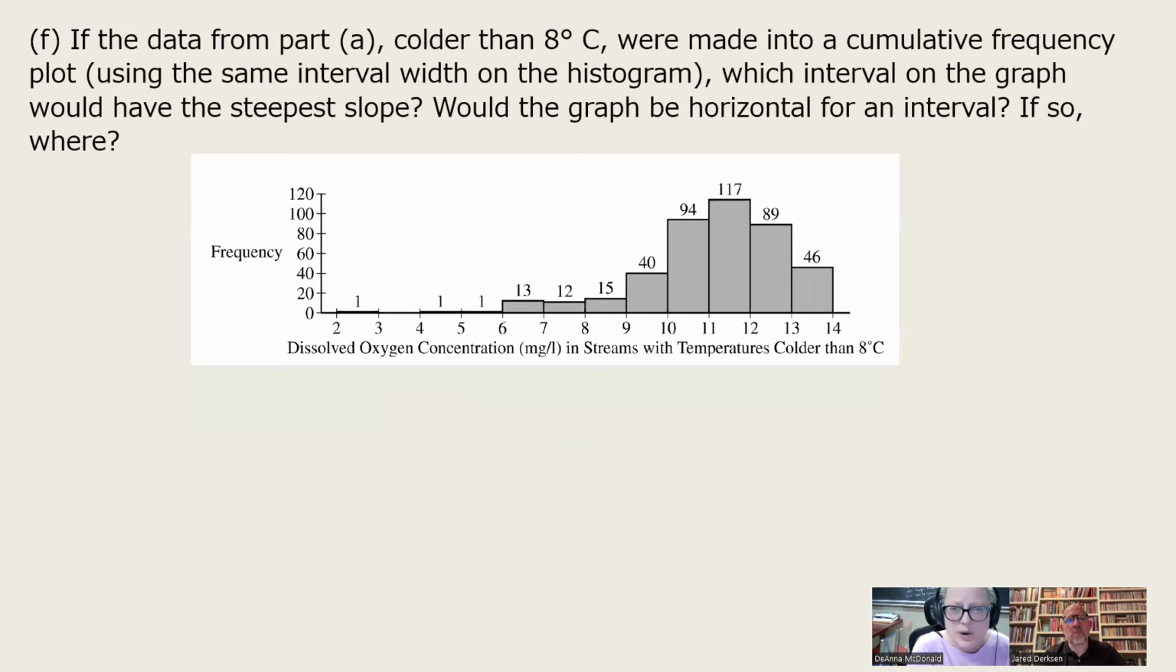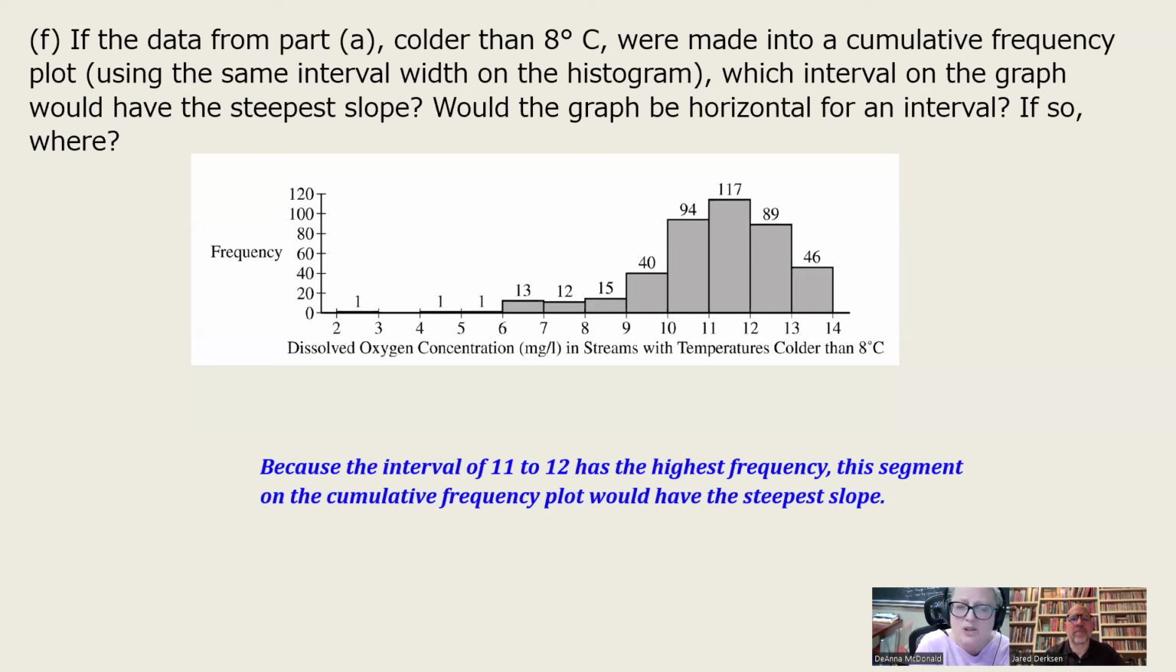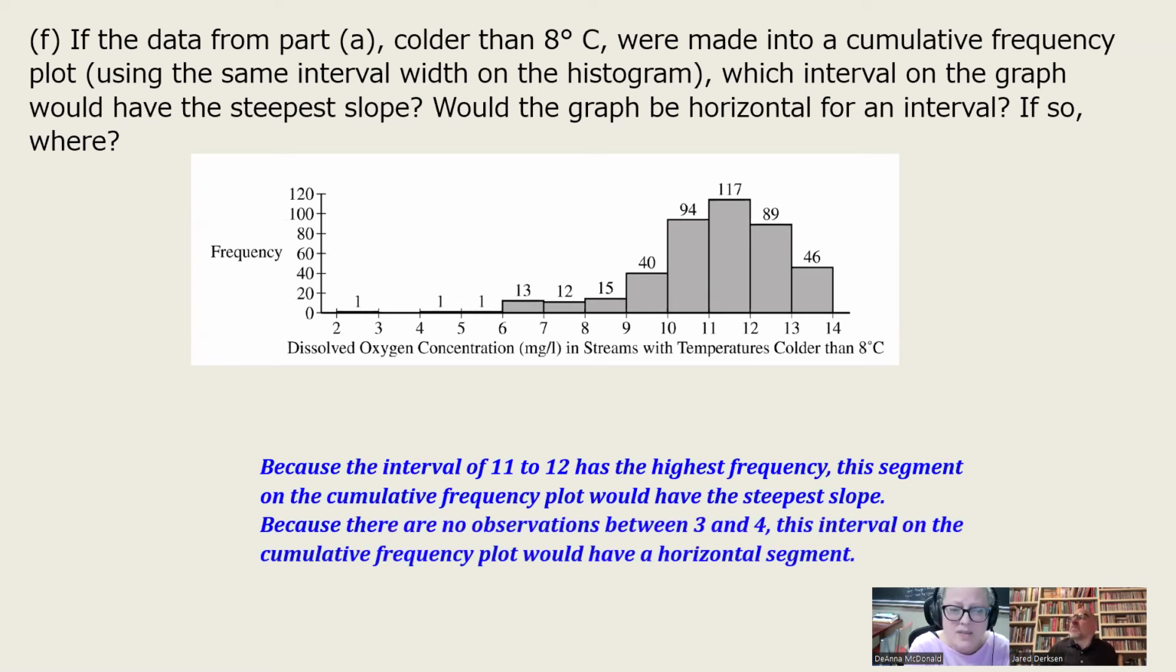So if this data were made into a cumulative frequency plot, also known as an ogive, depending on how you pronounce it, or an ogive if you're being goofy, using the same interval width on the histogram, which interval on the graph would have the steepest slope, and would the graph be horizontal for any interval, and if so, where? So here's how we answer that question. Because the interval from 11 to 12 has the highest frequency, this segment on the cumulative frequency plot would have the steepest slope. So that's your ping: find your highest frequency on a cumulative frequency plot. That's where your steepest slope is going to be. And then because there are no observations between 3 and 4, this interval on the cumulative frequency plot would have a horizontal segment.